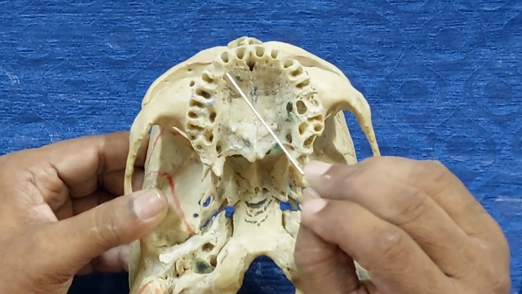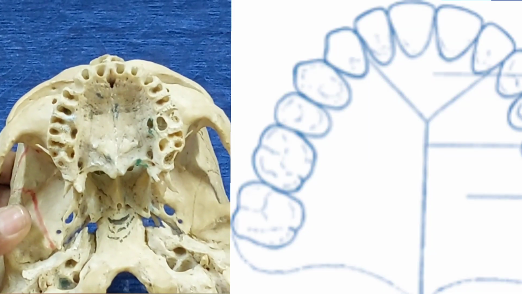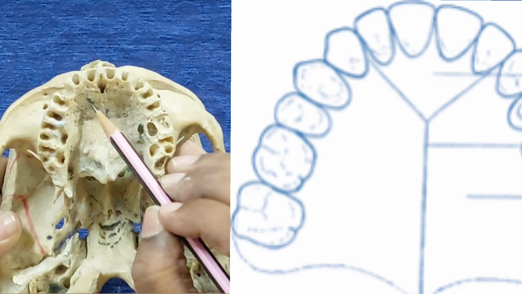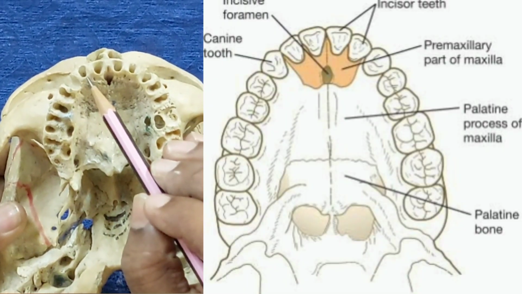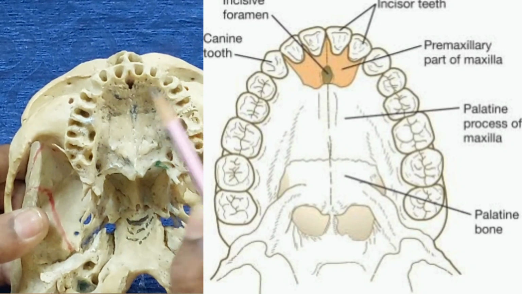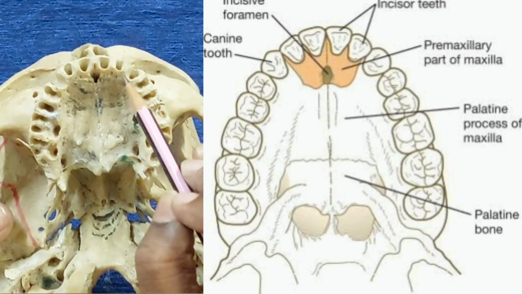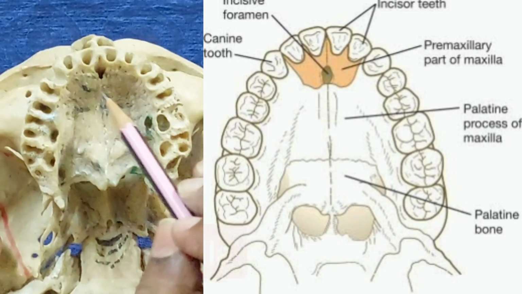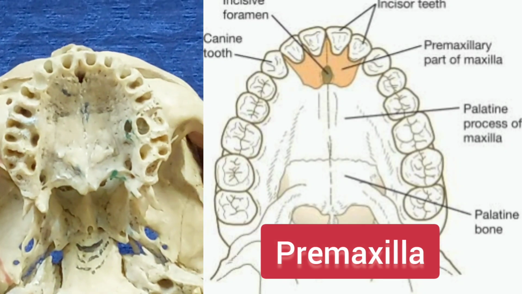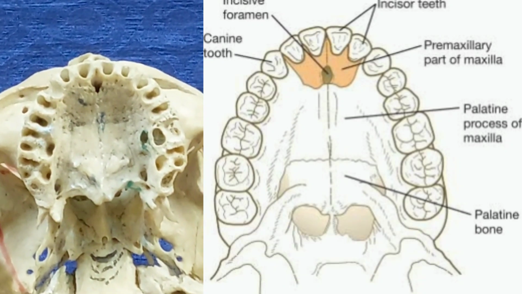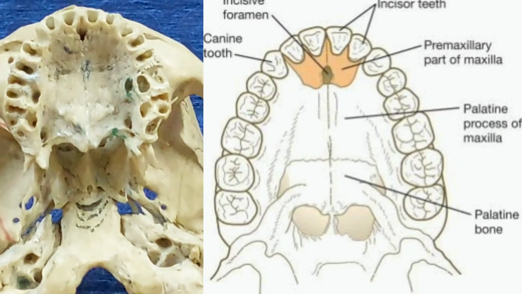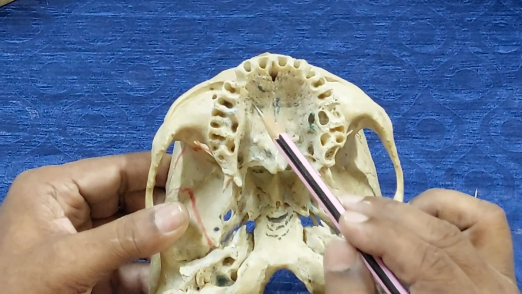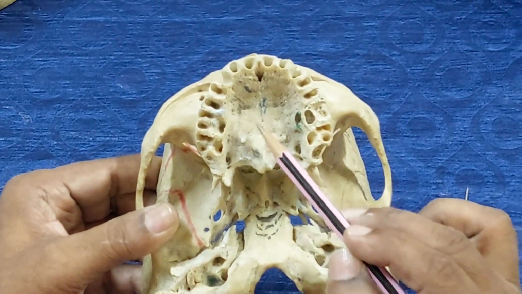And if you draw a line starting from this side and this side, and this line extends from the lateral incisor and canine, this side also, this triangular area in front is called the premaxilla. The importance of premaxilla is that it is ossified from a separate center, and it is usually found in the young adults.